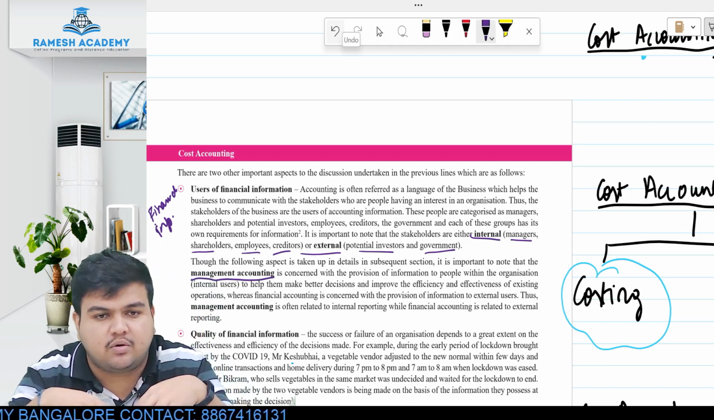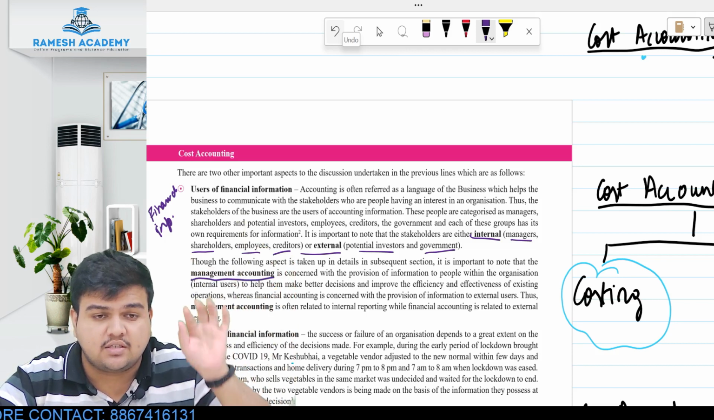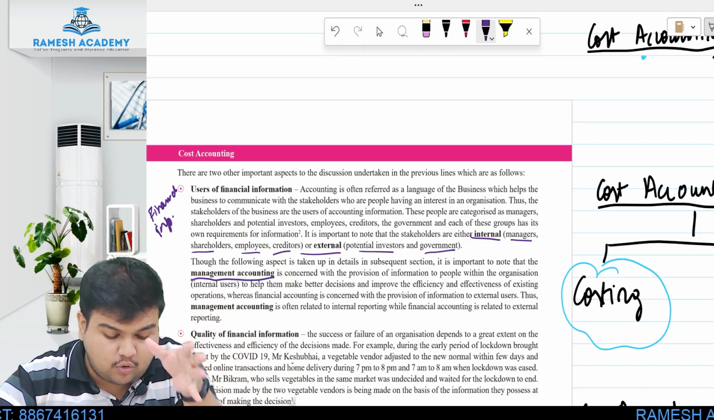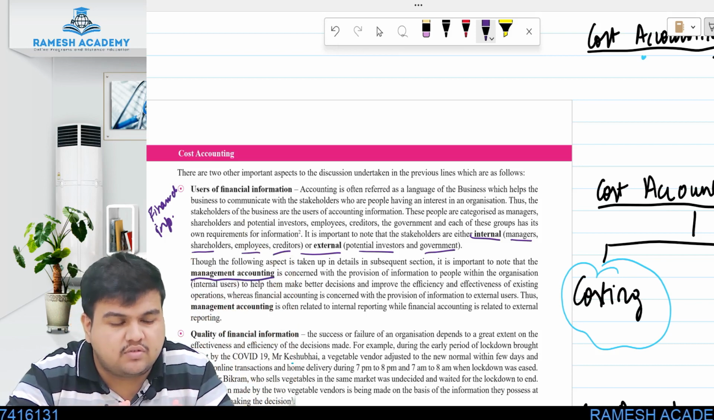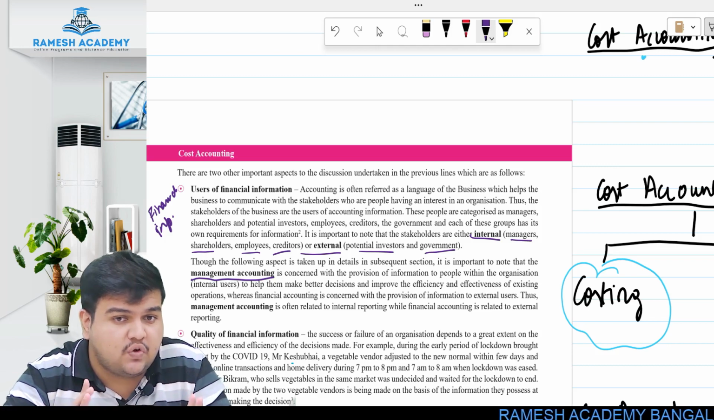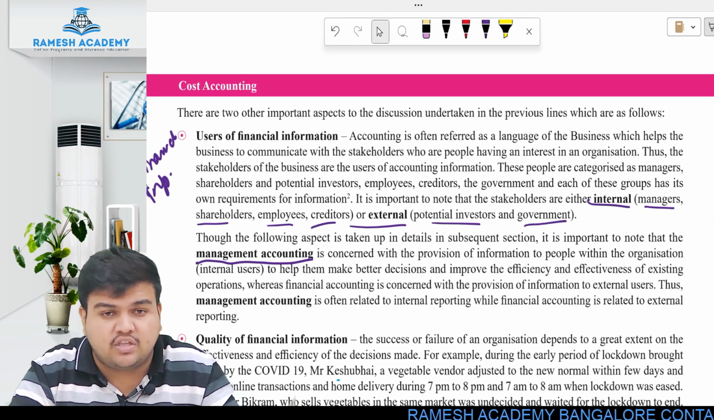So being a shareholder of any company, do you have the access to the cost records? No, not actually. You have access to look into the P&L and balance sheet of the company. So being the cost users, being the stakeholders of the company, you don't have access. You have access to the balance sheet and financial information, but not to the cost information. So probably this will be discussed more in the management accounting.